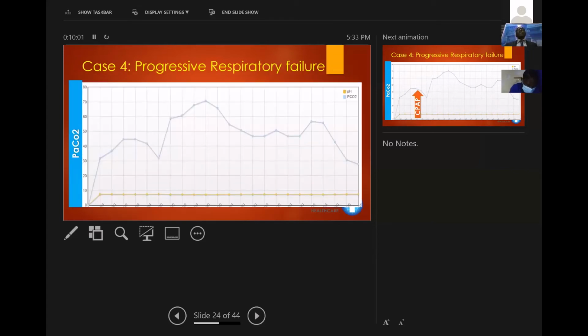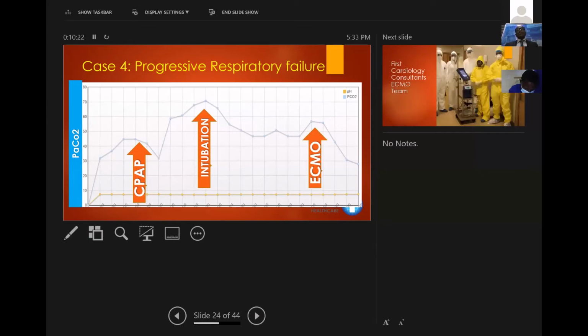Now, his respiratory failure, as shown by carbon dioxide retention, is plotted here. So we started CPAP when it was at that level. We started intubation when it was at that level, and things improved a little, but because of all the problems that started happening with the kidneys, we had to put him on extracorporeal membrane oxygenation.